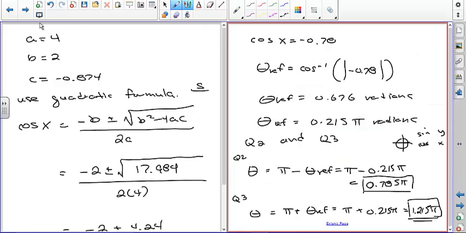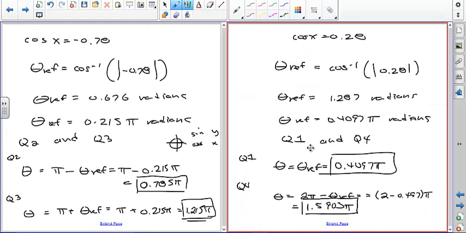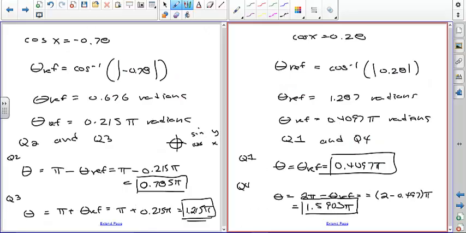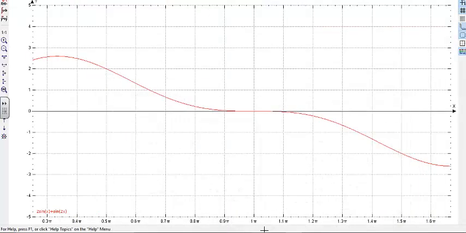Let's see what about the other two solutions. Let's see if they're in there. 0.4097 pi, that's about here, which again looks like about the right slope. And then the last one is 1.5903 pi. So that's about right here, which again, they're all negative slopes, and they look about the same slope as from here to here.